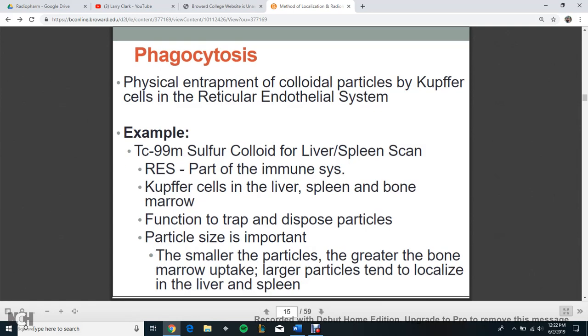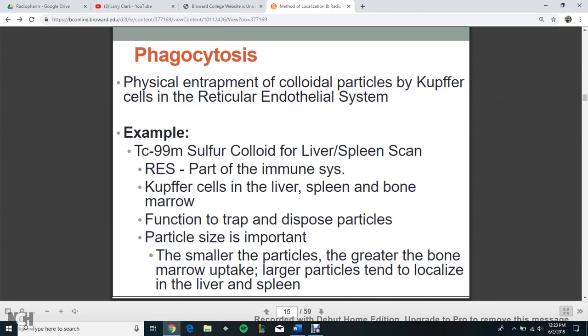Phagocytosis. Physical entrapment of colloidal particles by the Kupffer cells in the reticular endothelial system. An example would be Tc-99m sulfur colloid for the liver spleen scan. RES is part of the immune system. RES stands for reticular endothelial system. The Kupffer cells in the liver, spleen, and bone marrow function to trap and dispose particles.